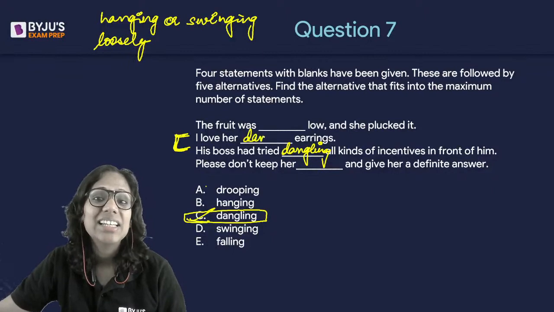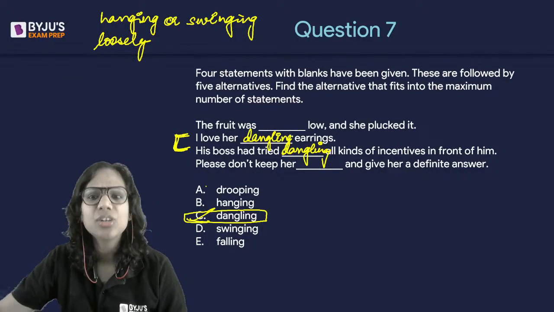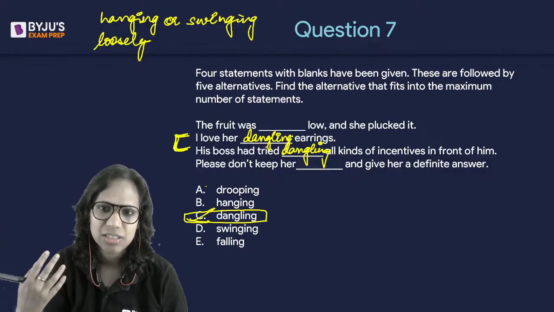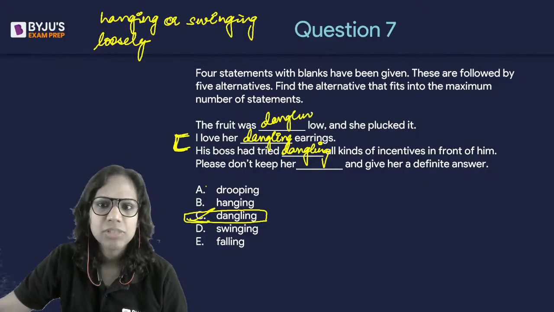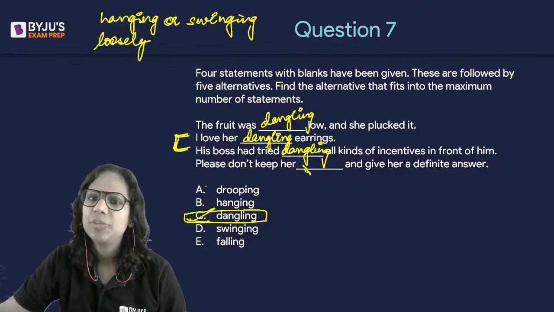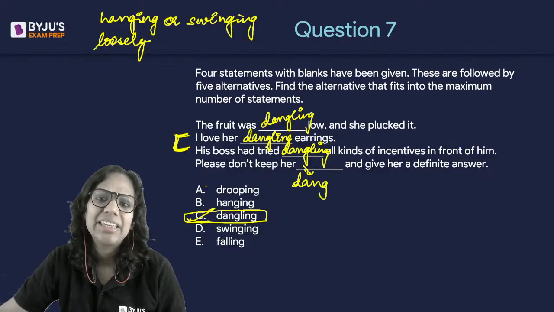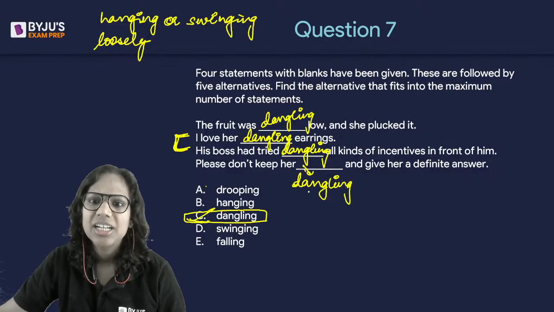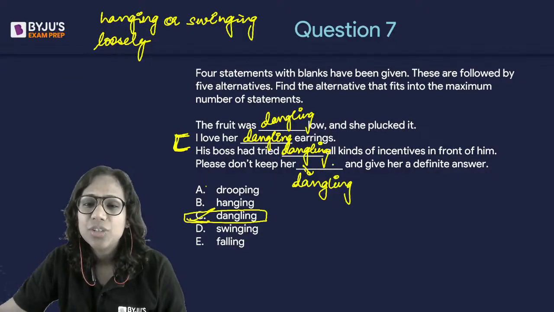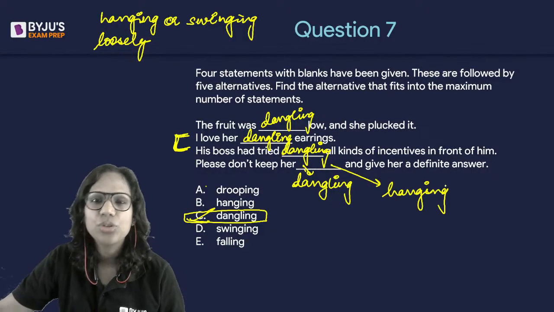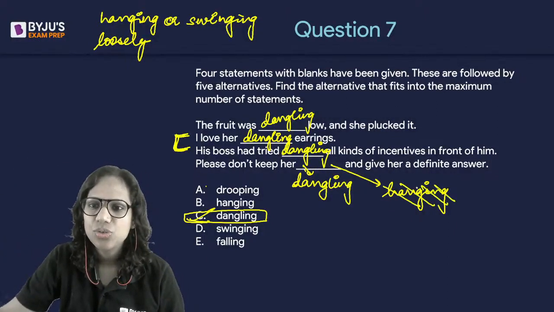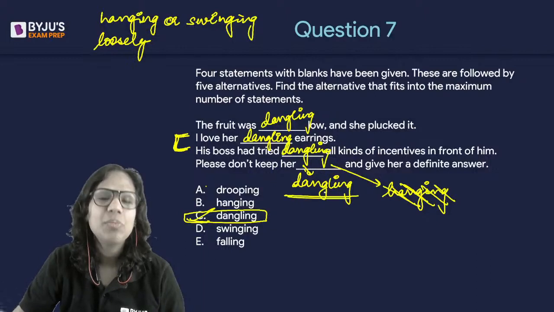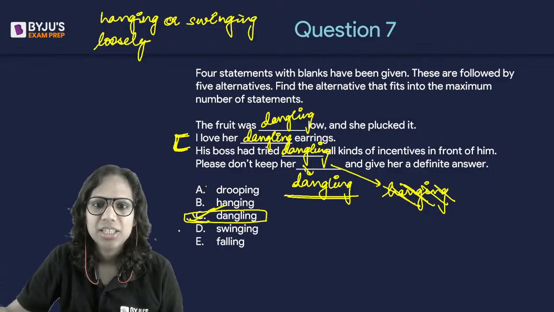I love her dangling earrings. So they are called danglers, these hanging earrings. So the fruit was dangling low. This makes sense. Please don't keep her dangling, please don't keep her hanging. And hanging here, if I write hanging here, that can have a very negative connotation, that she's hanging from a rope or something, right? So dangling is a better word choice. Hence, C.